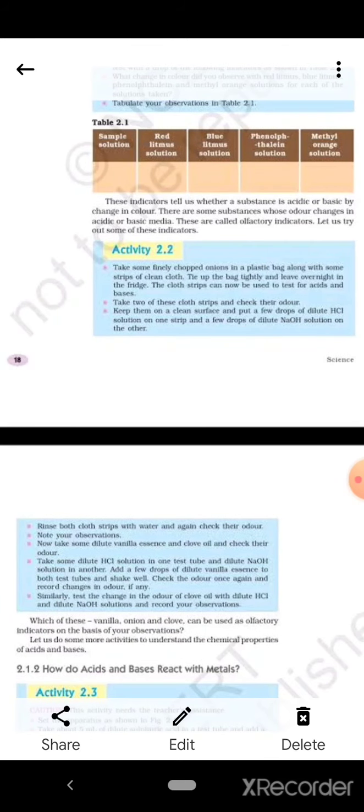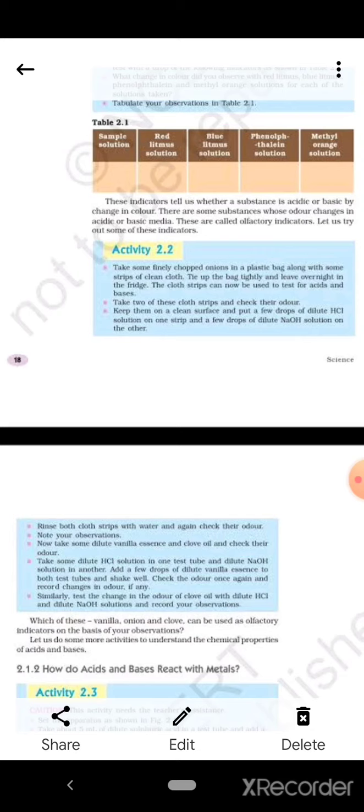Okay, now see, here they have given us another activity, 2.2. In this activity we have to take some finely chopped onions in a plastic bag along with some strips of clean cloth. The cloth strips can be tested with acids or bases. Take 2 of these strips and check their odor, meaning their smell.